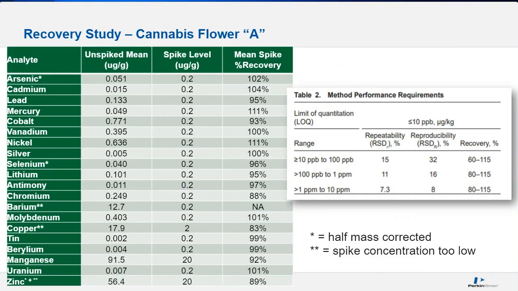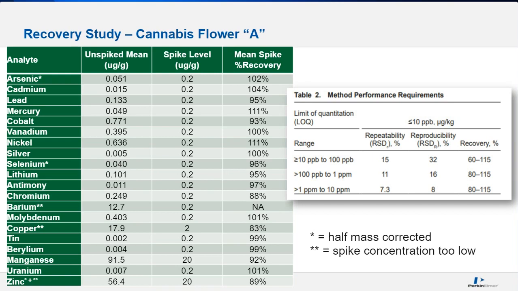And for the recovery study, we looked at mean spike recovery of the studied elements for the 6 spike digests of cannabis flower A sample. You'll see on the right the AOAC SMPR indicates from 10 to 100 parts per billion, spike recovery should be within 60 to 115%. For anything above this, recovery of the spike should be within 80 to 115%. In the table, I have the mean concentration found in the unspiked sample that was prepared in triplicate, the spike level, and the mean spike recovery. And all spike recoveries were within the target range.